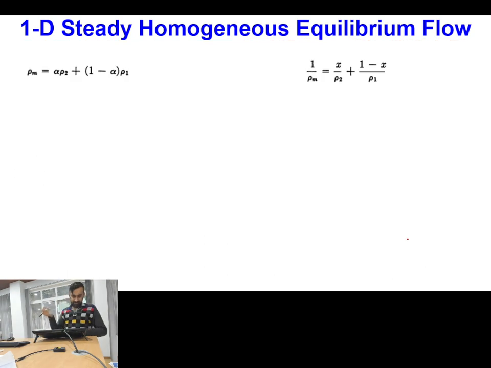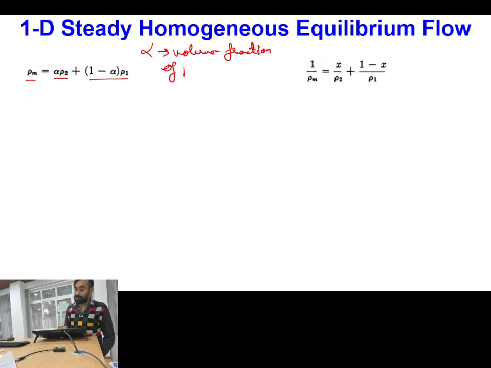Okay, so certain relations we need to see so that we can further deduce these pressure terms in terms of the two-phase or multi-phase flow parameters. The first relation is mean density. We can write it as alpha into rho 2 plus 1 minus alpha into rho 1, where alpha is the volume fraction of phase 2. That's why I have written alpha into rho 2 there.